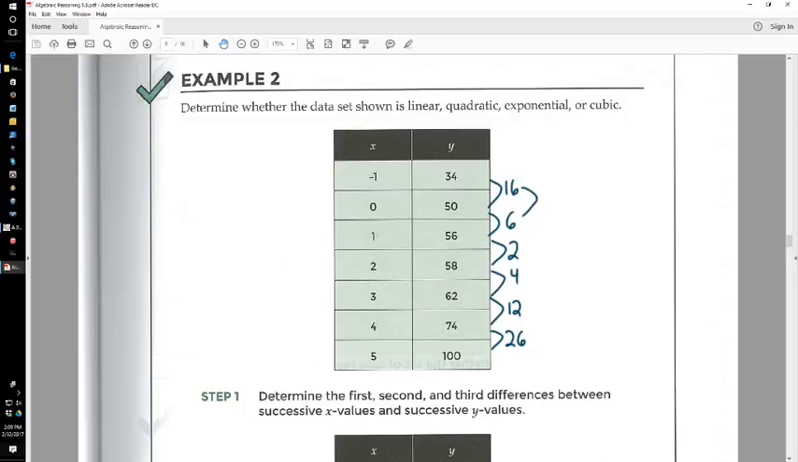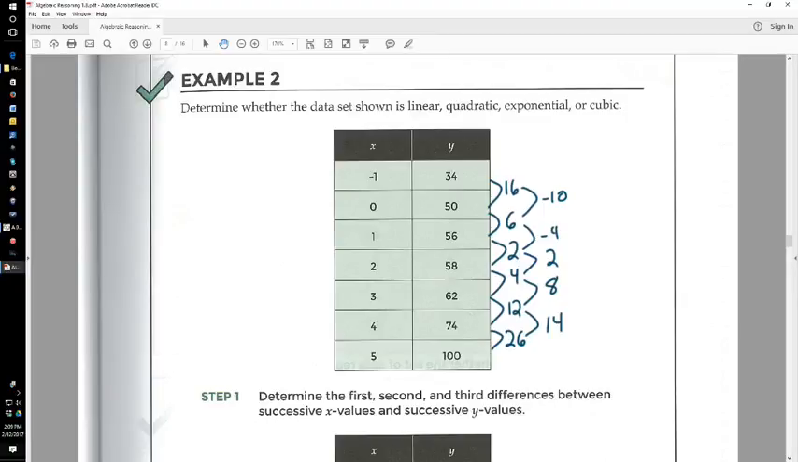6 minus 16 is negative 10. 2 minus 6 is negative 4. 4 minus 2 is positive 2. 12 minus 4 is 8. And 26 minus 12 is 14. Okay, so those aren't the same, so it's not quadratic. Let's do the last one.